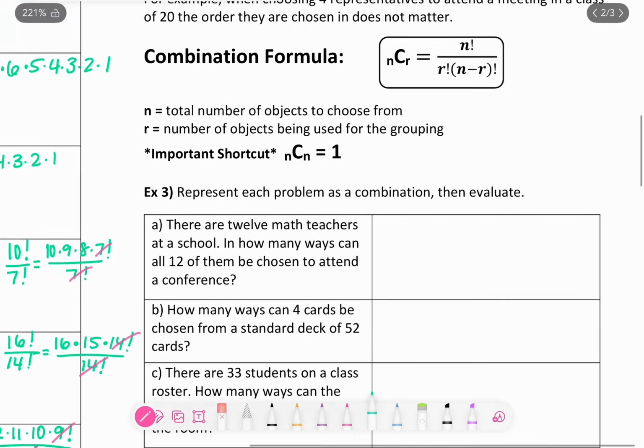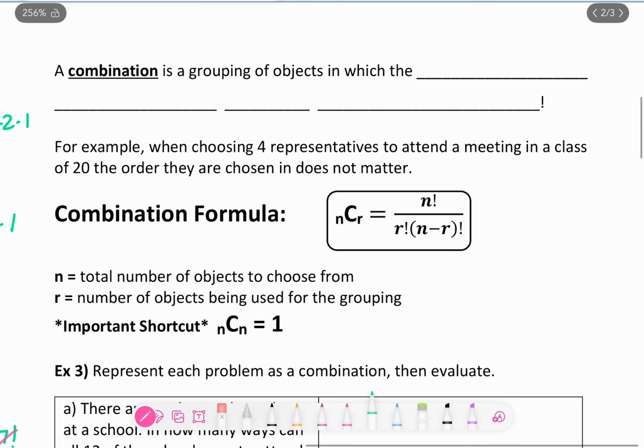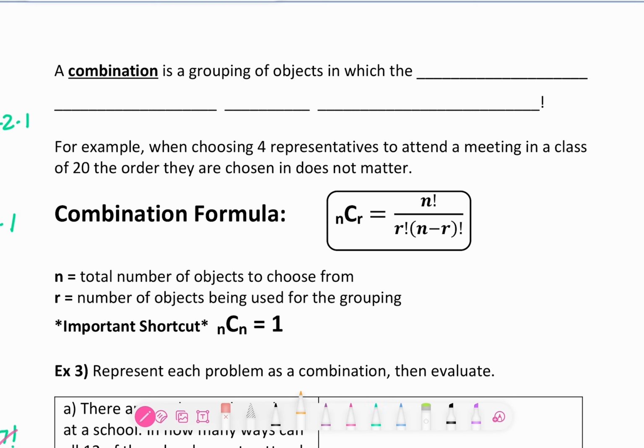All right, now let's look at this last part of the notes. Now we have a combination. Let's take a look. It says a combination is a grouping of objects in which the order does not matter. Okay, so for example, when choosing 4 representatives to attend a meeting in a class of 20, the order they are chosen in does not matter.